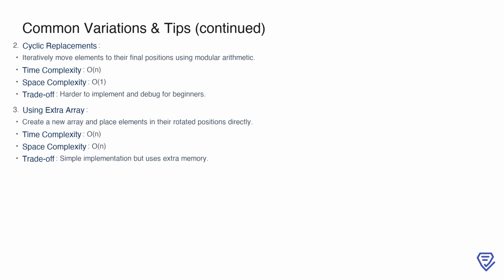On the other hand, using an extra array provides a straightforward solution. By creating a new array and placing elements directly in their rotated positions, you can simplify the logic. However, this method increases space usage to O(n), which might not be acceptable in space-constrained scenarios. Each approach has its trade-offs, so understanding their strengths and limitations is key to adapting to different problem requirements.